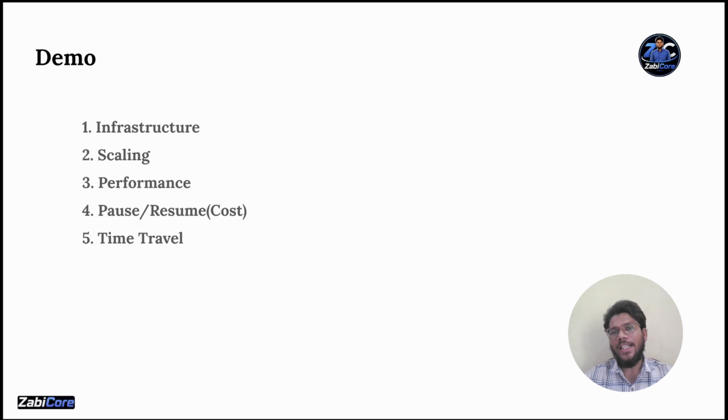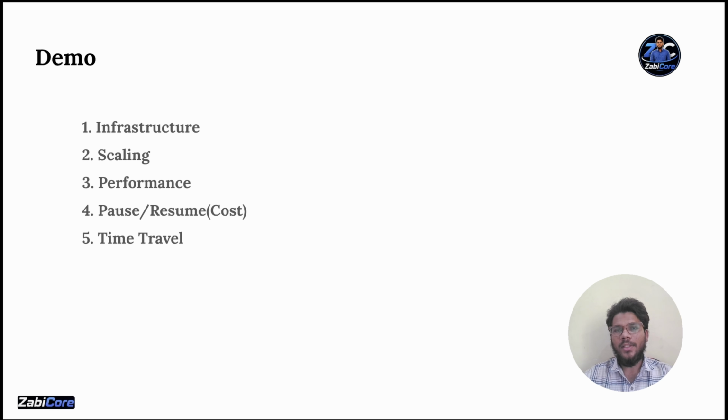Next we have scaling. As we discussed in the previous slide, in a data warehouse we have to scale manually. But in Snowflake, we have an auto scaling option. We have two auto scaling options, standard and economy, and depending on your requirement, we can select either one.